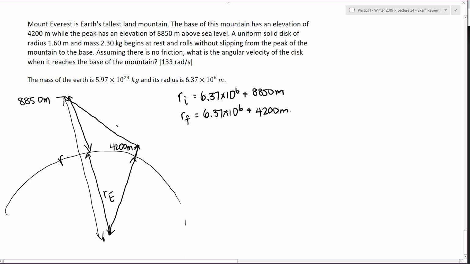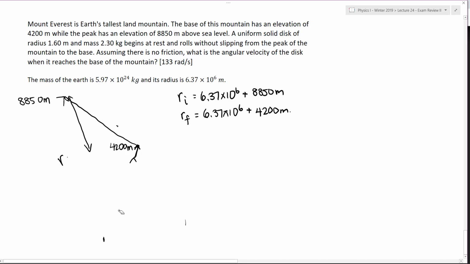So if I redraw this now, or just delete all of these messy bits over here, now that I know my R's, I'm all good. So this is my initial position, and this is my final position. And we're talking about a uniform solid disk. So it has a shape. It has a radius of 1.6 meters and a mass of 2.30 kilograms.